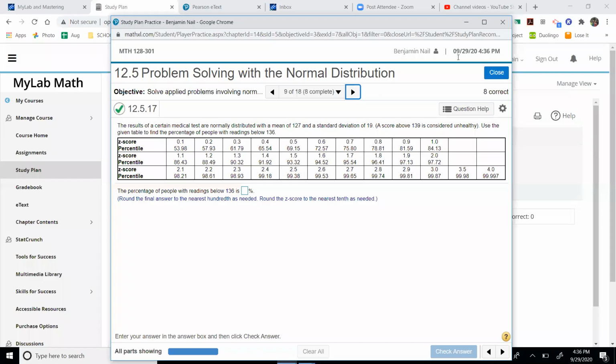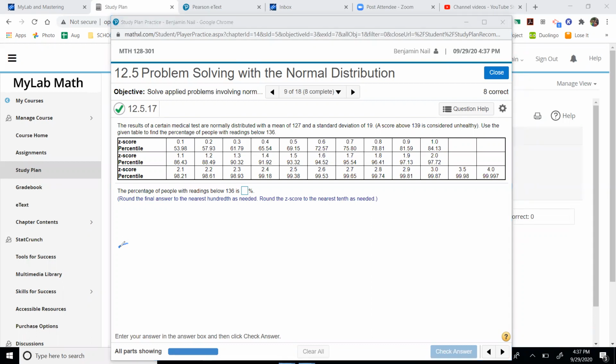All right, here's another type of question, very similar with an extra step. Again, they gave us data with z-scores and percentiles, and then they're asking us a question. What is the percentage of people with a reading below 136? Now, wait a minute, they didn't give us a z-score. They gave us a specific data entry, but all the data is based off of z-score. So we're going to have to find that z-score.